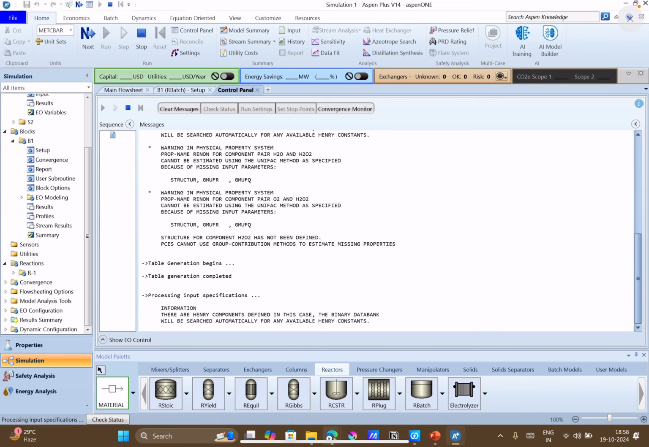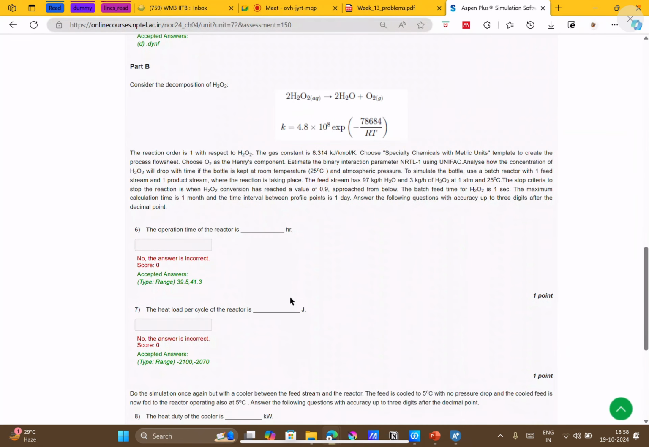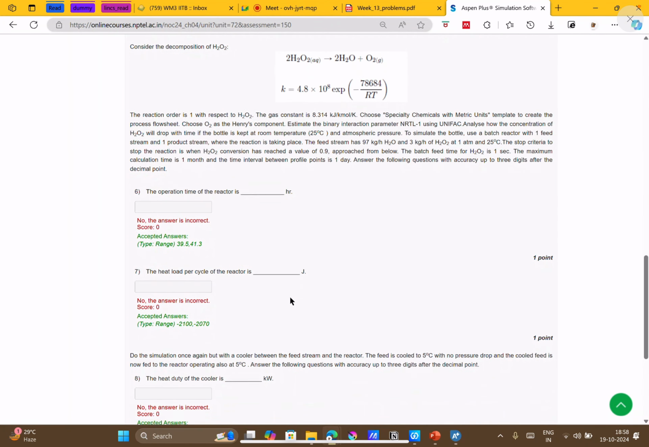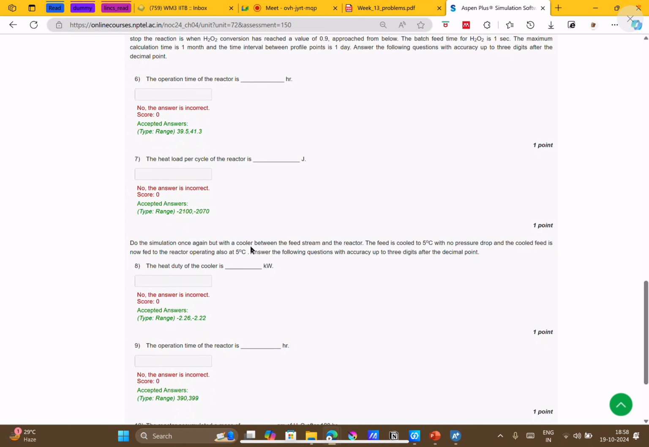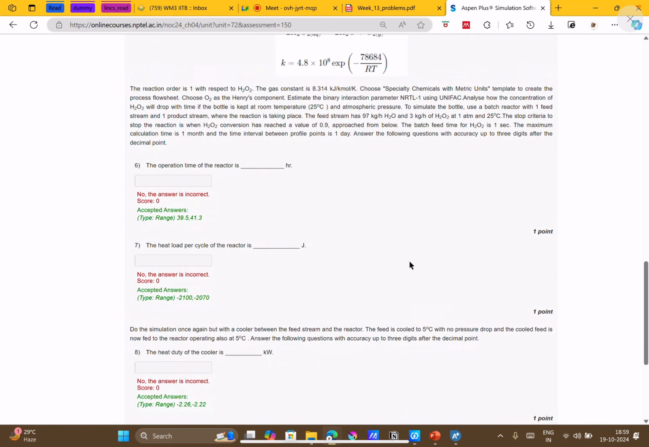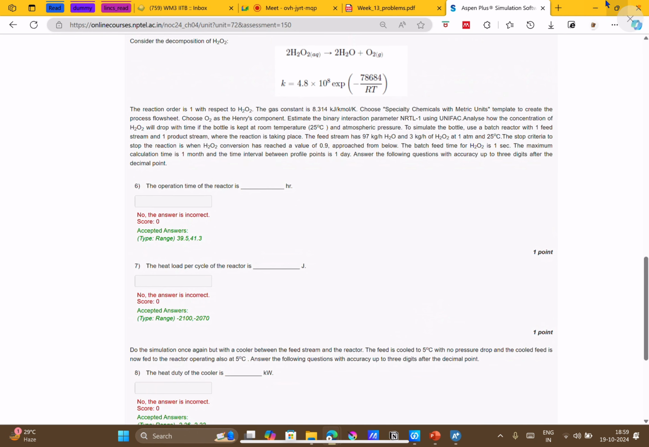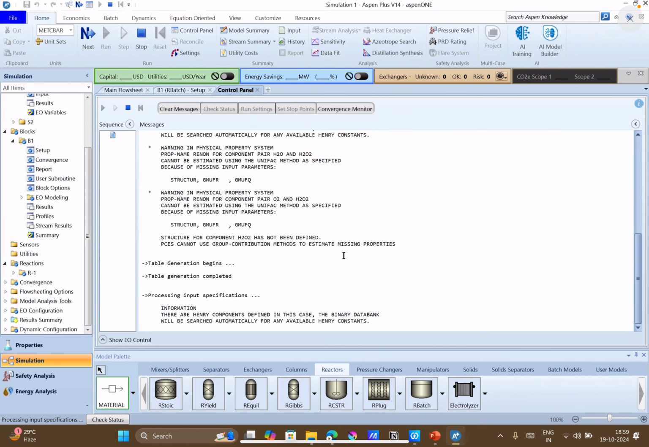What questions have been asked in this problem here? The operation time of the reactor, the heat load per cycle of the reactor. Do the simulation once again, but with a cooler between the feed stream and the reactor. The feed is cooled to 5 degrees with no pressure drop, and the cooled feed is now fed to the reactor operating also at 5 degrees centigrade. Also answer the following question with accuracy of 3 degrees. Okay. Let it run. We can wait.